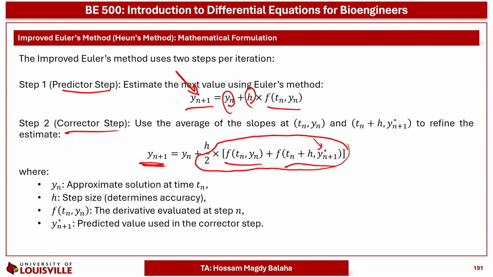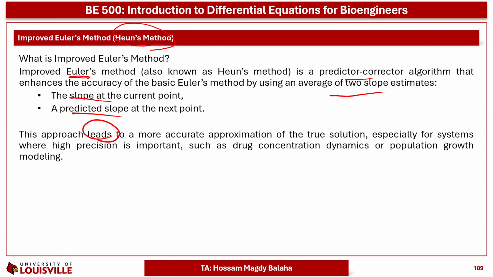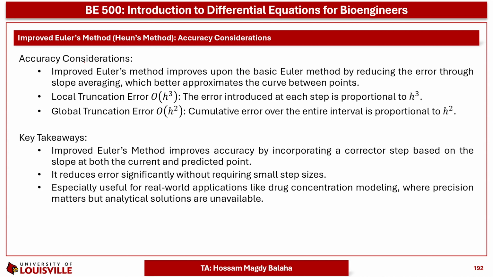So the correction here simply is doing the same as the Euler method, but again repeating the same with an average of the first slope and the second slope. As we noted here, the slope at the current point and the slope of the next point or the predicted slope. The improved Euler method improves the basic Euler method by simply reducing the error through slope averaging, and this will present better approximations between the different points.